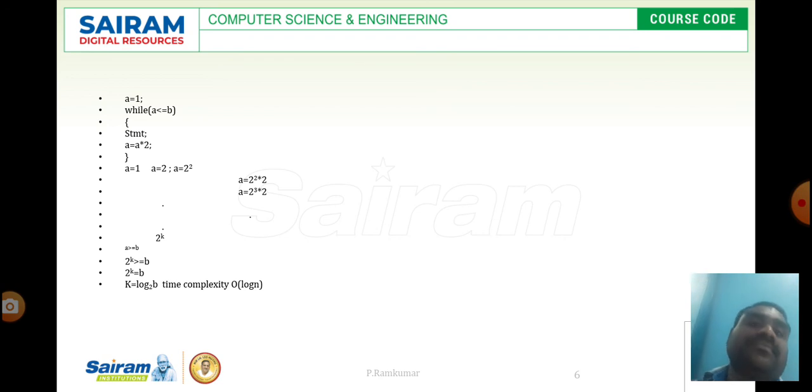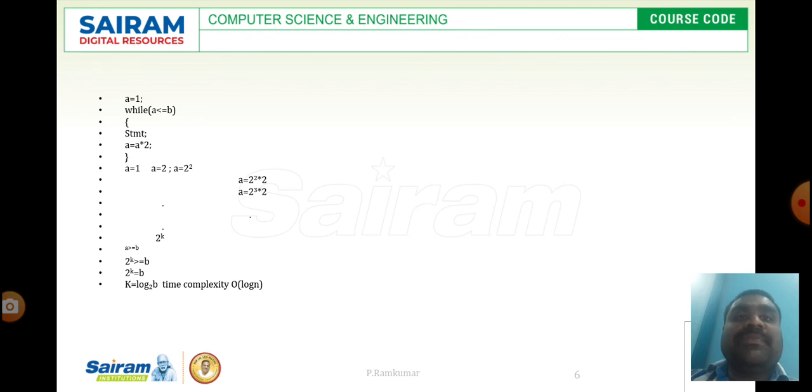In this program, it's somewhat very interesting. A equals 1, while a less than or equal to b, statement: a equal to a star 2. Each and every time the a value will be a power of 2. Because a equals 1, in this program we cannot identify the value of b. So we don't know when the algorithm will come to an end. But an algorithm must come to an end. A finite number of times only the algorithm needs to be executed.